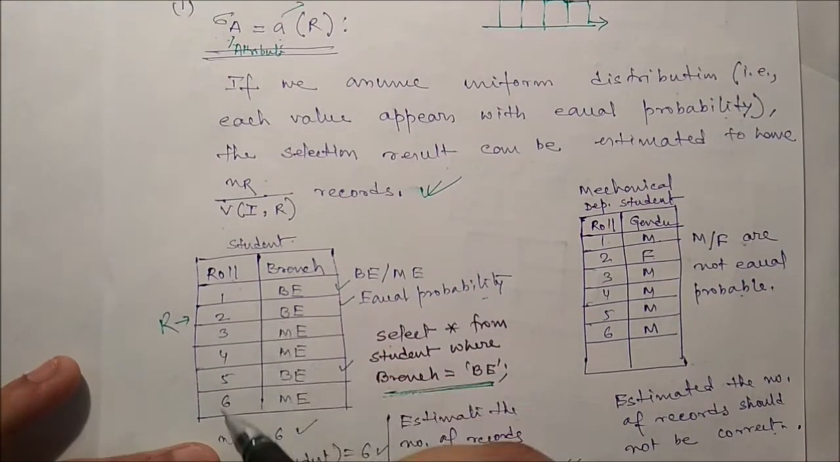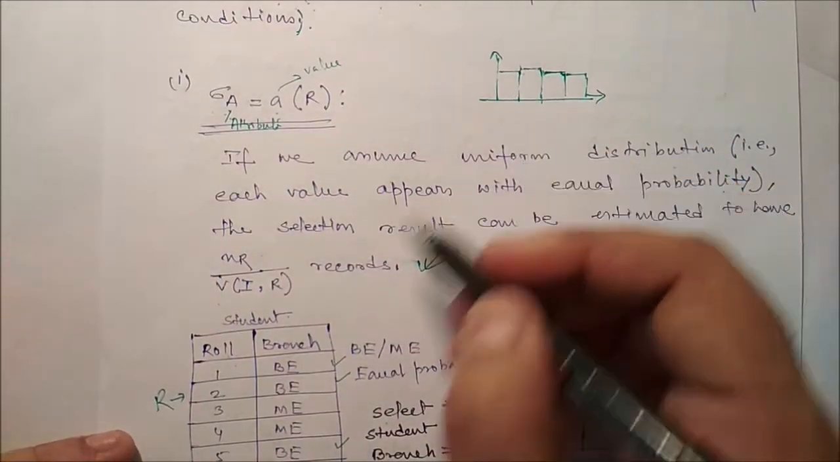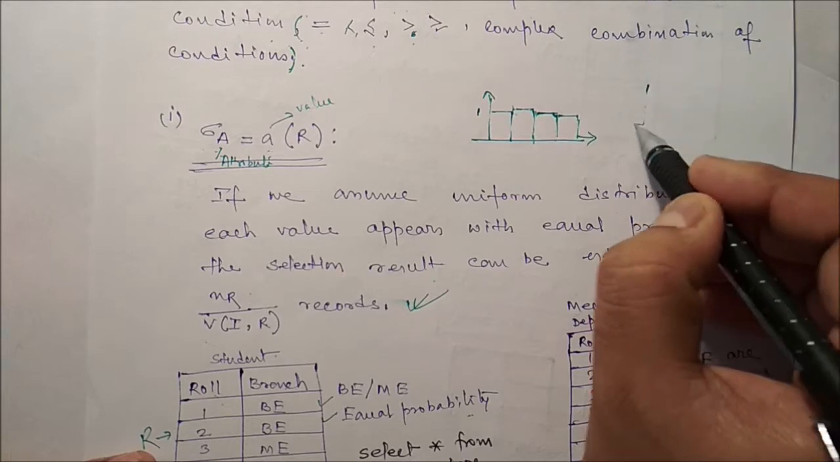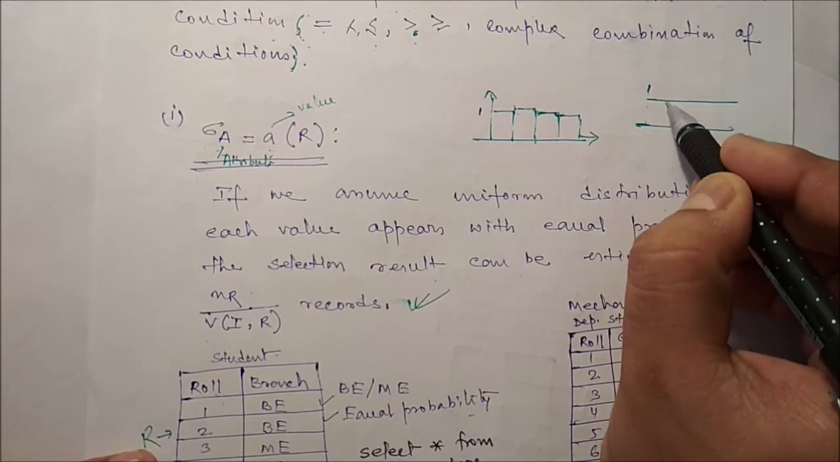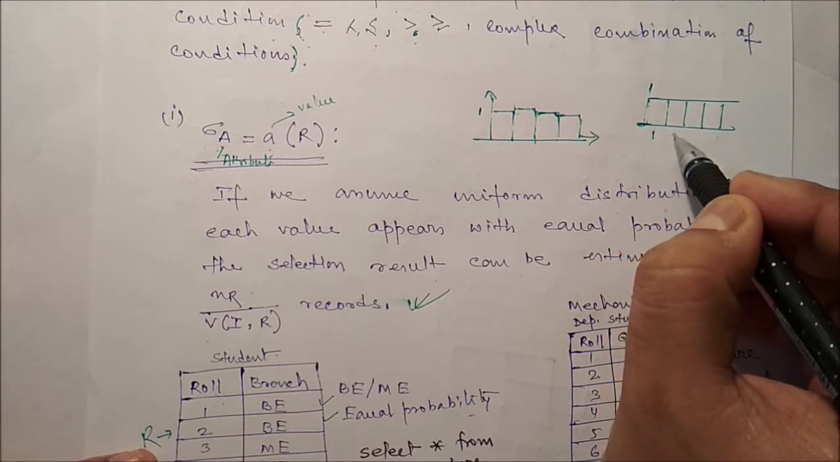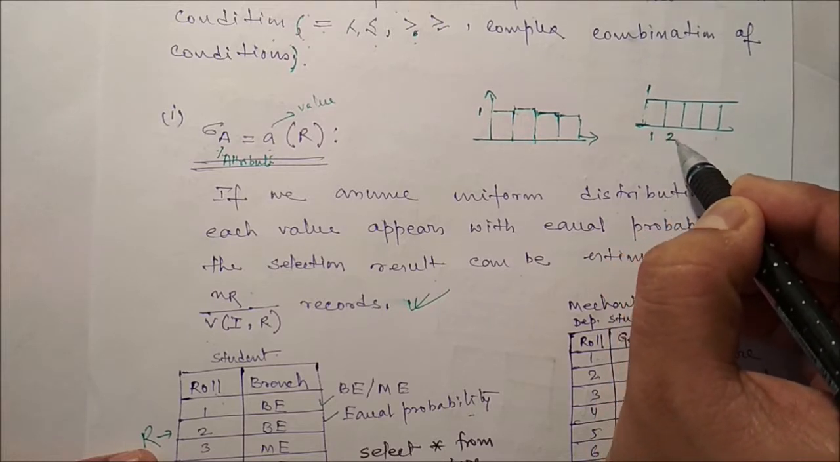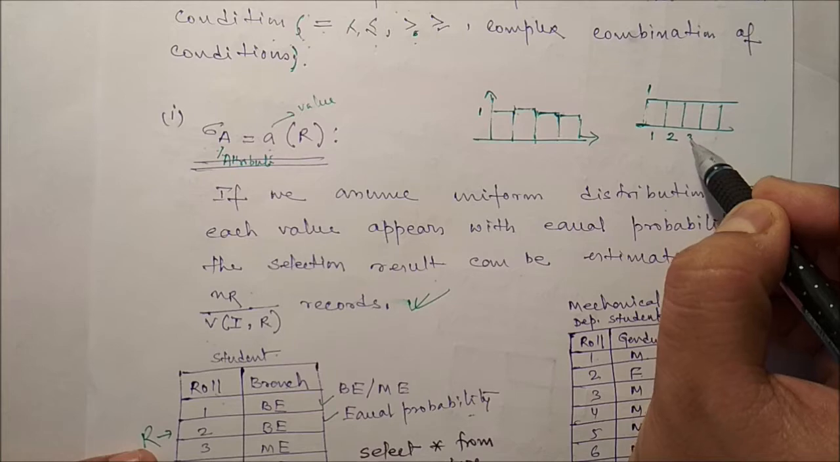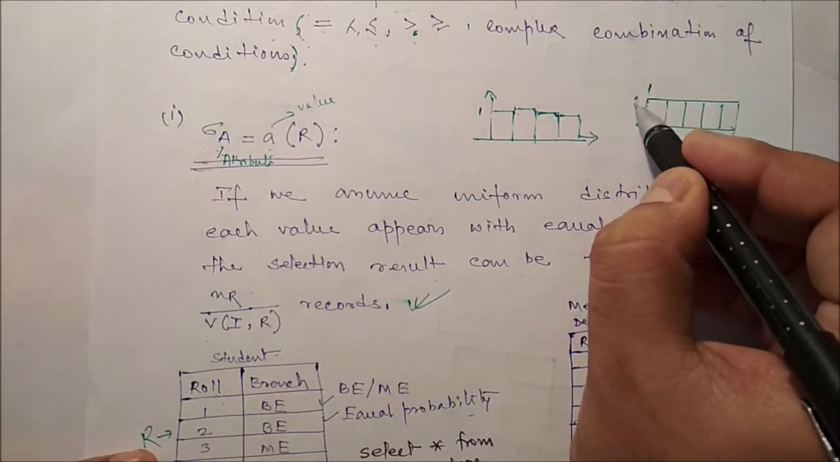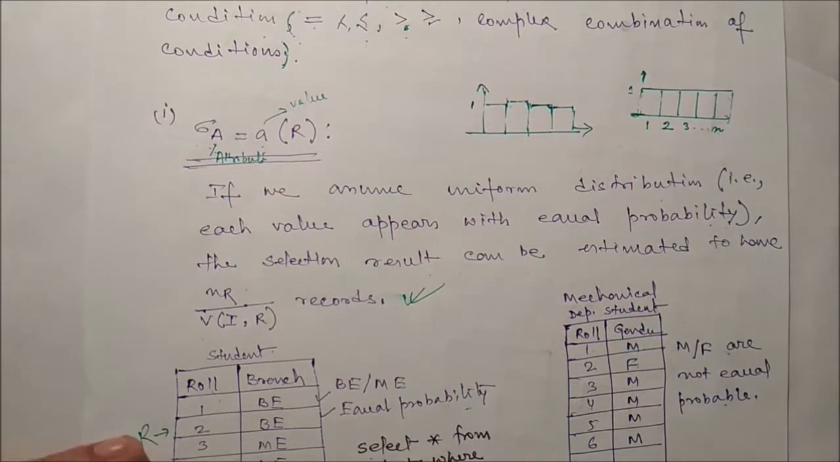Roll number is a uniform distribution because all the distinct roll numbers have a frequency of always 1. So how many roll number 1 are there? Only 1. How many roll number 2 are there? Only 1. How many roll number 3 are there? Only 1. In this way, roll number n is also 1. So this is nothing but our uniform distribution.